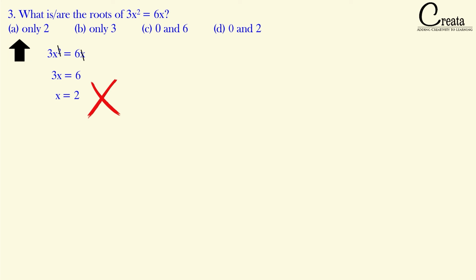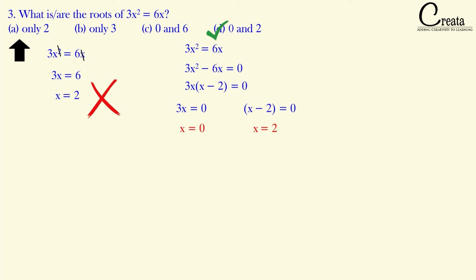But this approach is not correct. Here we will not cancel out x with x. Here we will solve this equation. For that, let's take 6x on the left hand side. We get 3x square minus 6x is equal to 0. Let's take 3x common. We get 3x into (x minus 2) is equal to 0. That is 3x is equal to 0 or x minus 2 is equal to 0. Here we get x is equal to 0 and here also we get x is equal to 2. So basically we got two values of x, 0 and 2. So the answer option D is the correct one, 0 and 2.